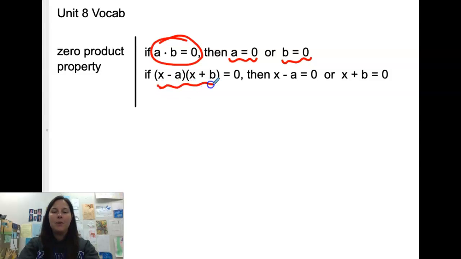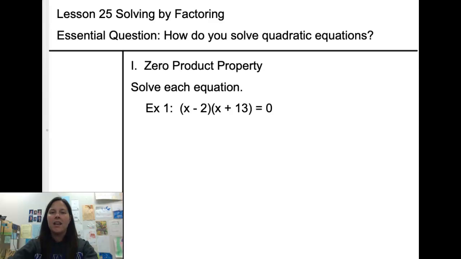Taking this up a step, this is what our factored forms have been looking like. We still have something times something equal to 0. It's just that our somethings aren't a plain old number. But the same property holds. Either that first something is 0, or that second something is 0. So let's take a look at how we can use that zero product property to solve our quadratic equations.